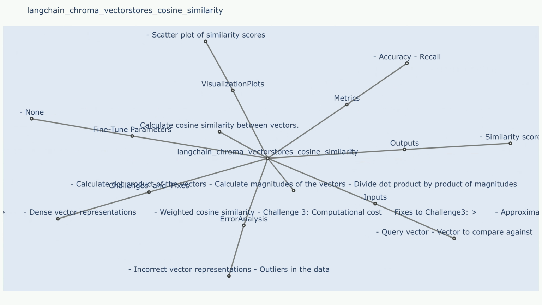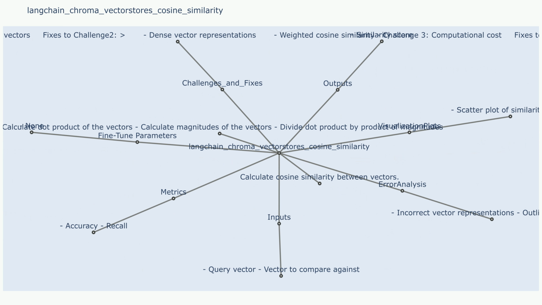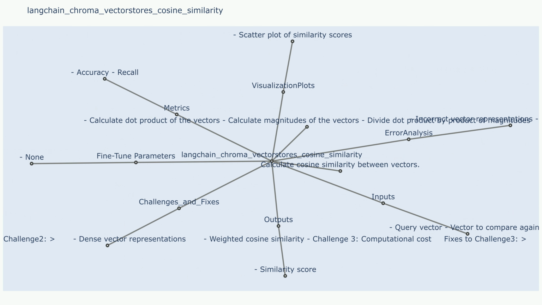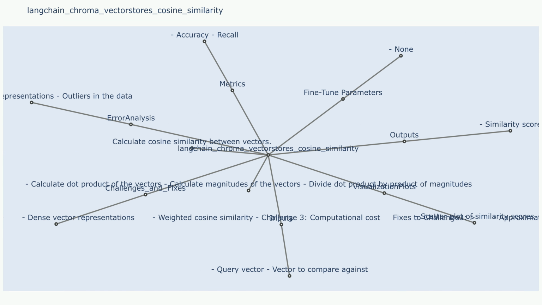Steps. Step 1, query vector generation. The input query is first converted into a vector representation using the same embedding model used to create the document vectors. This ensures that the query and document vectors are comparable. Step 2, cosine similarity calculation. The cosine similarity method calculates the dot product of the query vector and each document vector, dividing by the product of their magnitudes. This operation results in a value between 0 and 1, indicating the degree of similarity between the vectors.